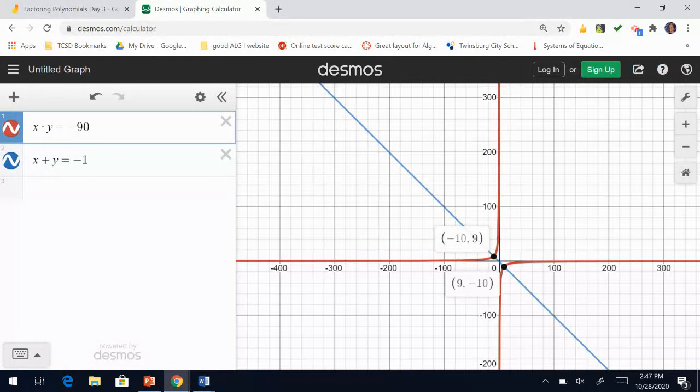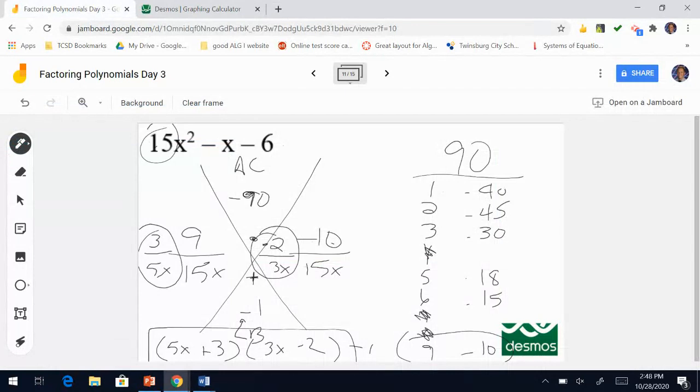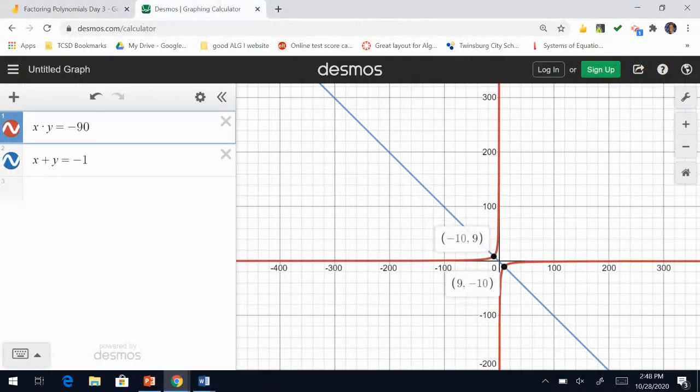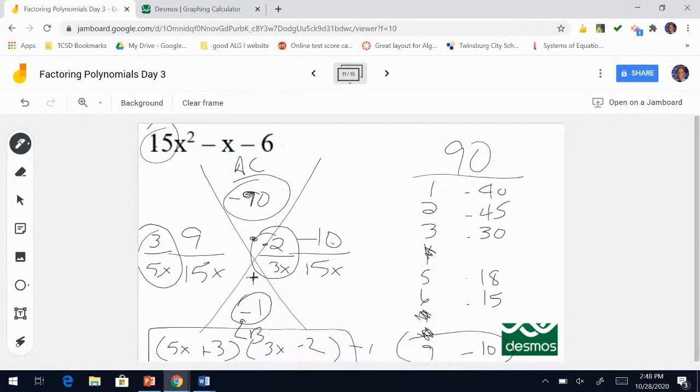So again, you do x times y equals negative 90. So it's A times C there. And then x plus y, those two factors, is going to get you negative 1. So again, negative 90 is your AC value, and your B value is negative 1. I'm just using these values right here because I kind of misspoke when I said the A and C. And I'm getting that here in my Desmos. Any questions? We can help you out with that while we're going over the pair deck in class.